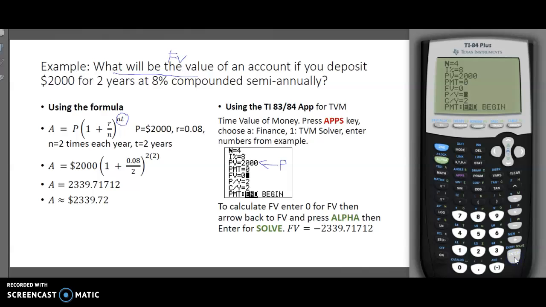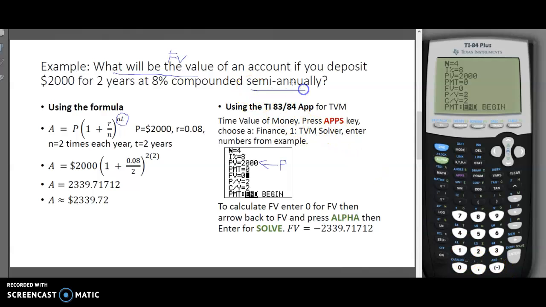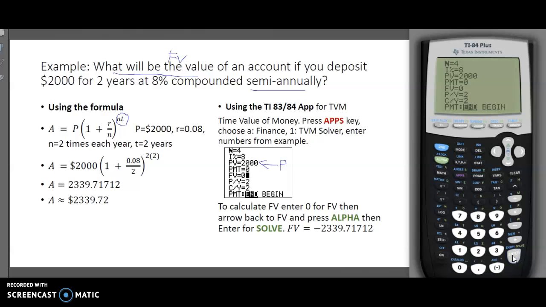My payments per year and compoundings per year need to be the same, and it is based on how often it is compounded, and we have semi-annually, and that's going to be twice a year. So I need a 2 in both places, and once you put the first one in, then it's automatically going to put the second one in for you. Now to solve, I arrow the calculator cursor back up to what I'm looking for, and I am looking for future value. To get it to solve this, I use the green alpha key and then click enter.